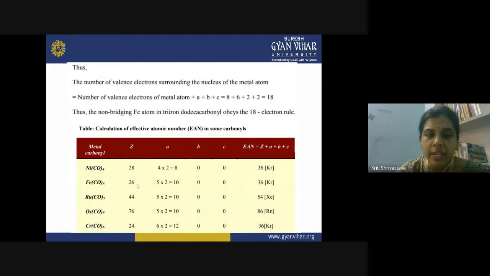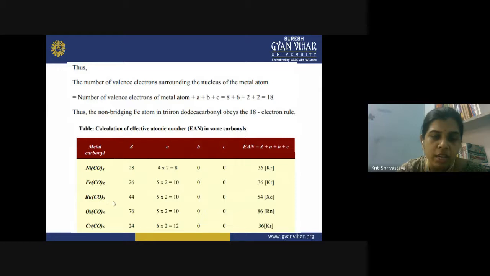So we have Z equal to 26. We have 5 terminal carbonyls in Fe(CO)5, and each of them gives 2 electrons, so a total of 10 electrons are coming. We do not have any bridging carbonyl in this compound, and C, the metal-metal bond contribution, is also 0. So 26 plus 10 equals 36. So it is obeying the EAN rule. Then the ruthenium CO5.